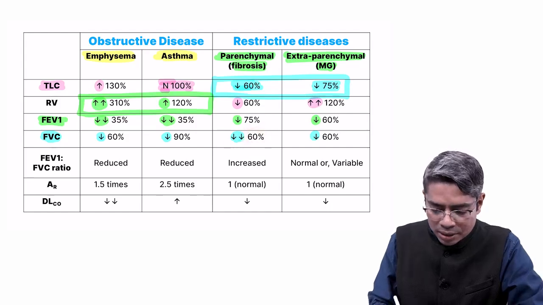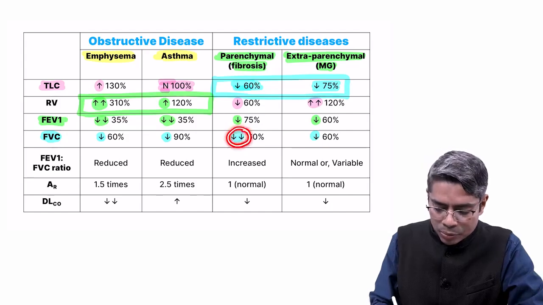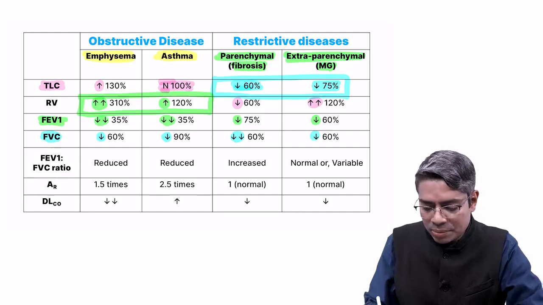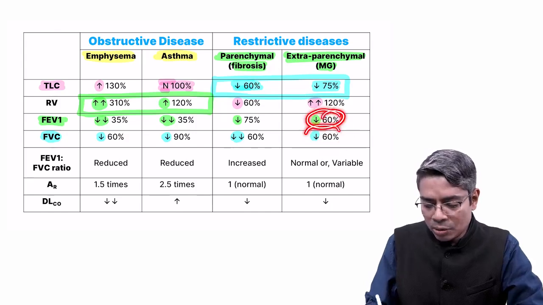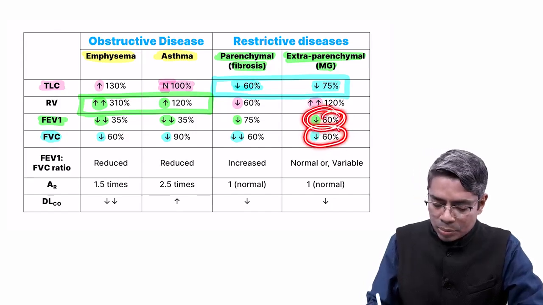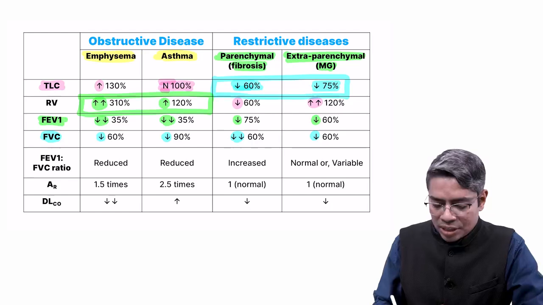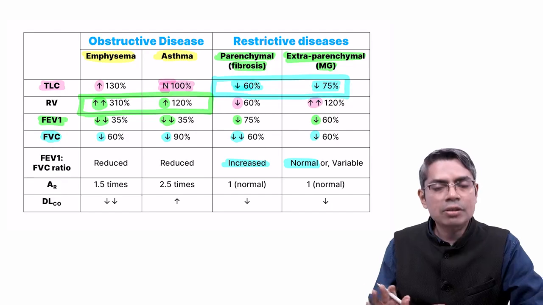Which has been reduced? The FVC has been reduced more. So, whenever the FVC is reduced more, there will be an increase in the ratio. But you also find that in extraparenchymal restriction, the reduction of FEV1 and FVC are almost equal. If the reduction is almost equal, then the ratio may be normal also. So, this ratio may be increased in restrictive disease, or it may be normal. So, this is not a diagnostic feature.